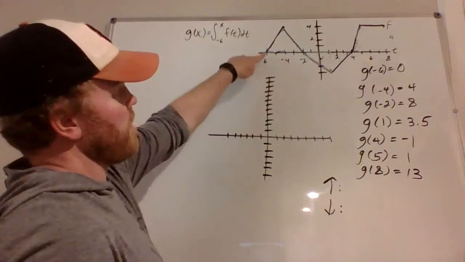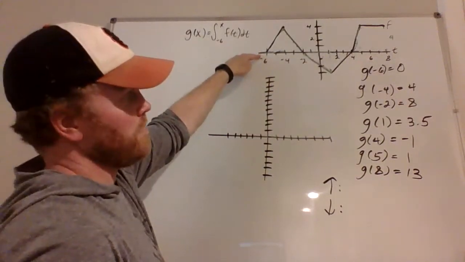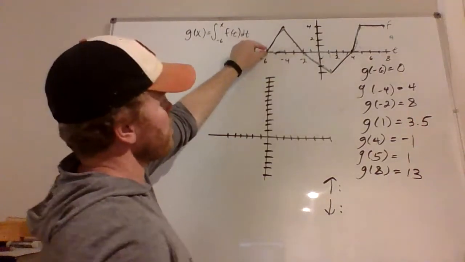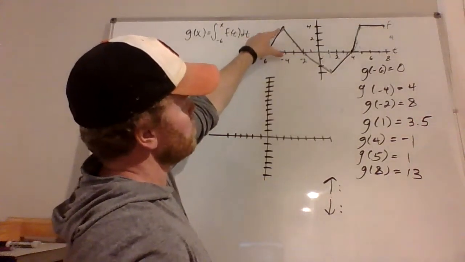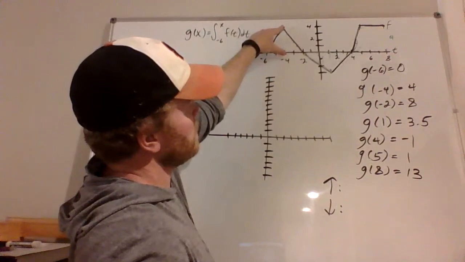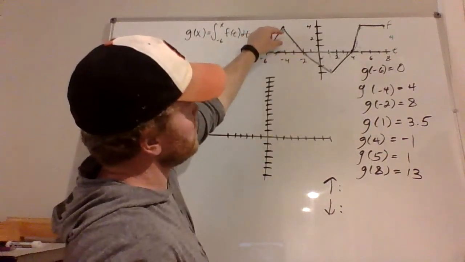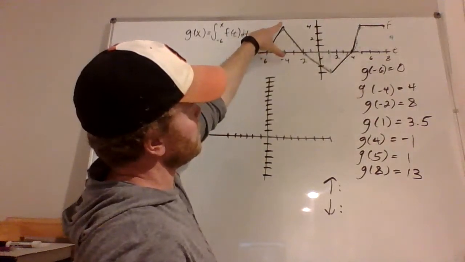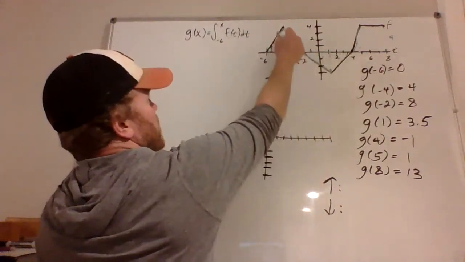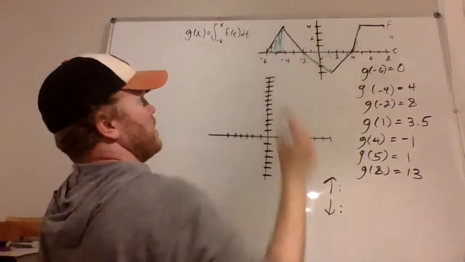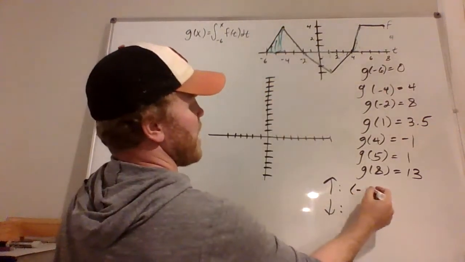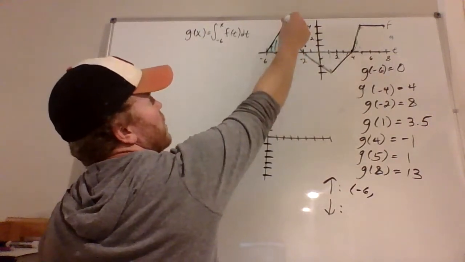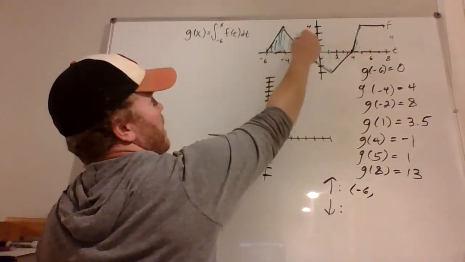We start out at 0 because we have no area at the beginning. And then as x increases, we start accumulating more and more area. So we're increasing. We keep increasing until we get to -4, because we keep accumulating area. So we're increasing from -6 until, after we get to -4, we keep accumulating more area.